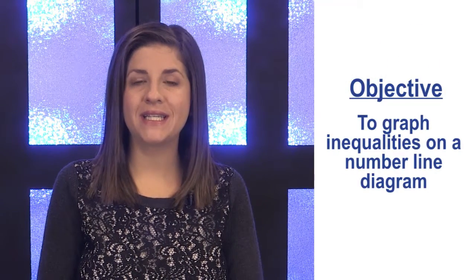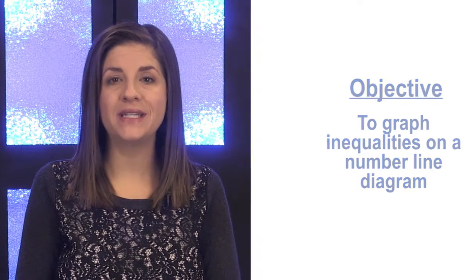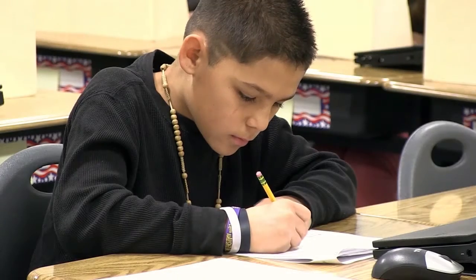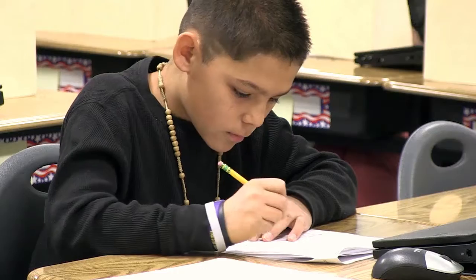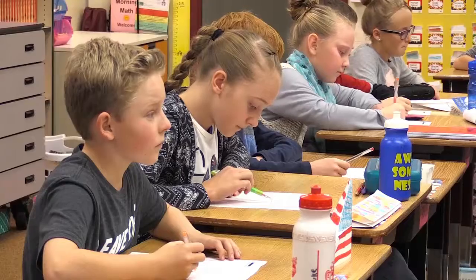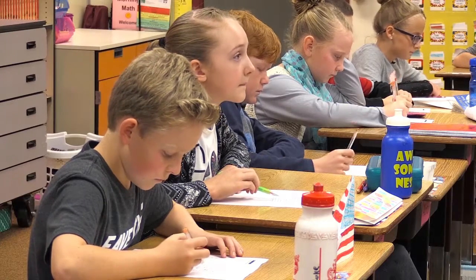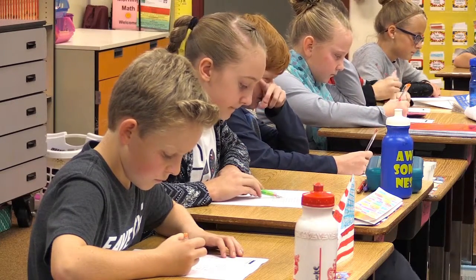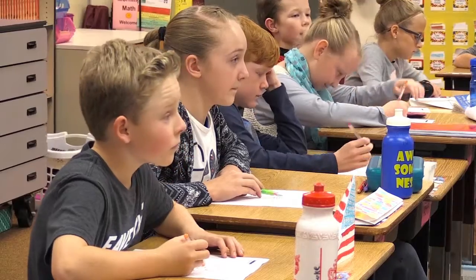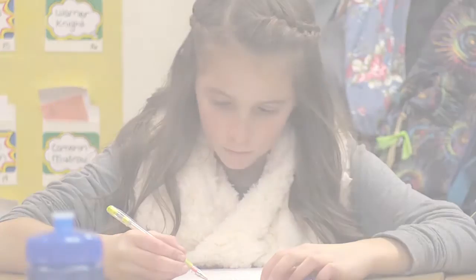The objective of this lesson is to graph inequalities on a number line diagram. In previous lessons, students have learned the definition of an inequality. They have also learned the different inequality symbols and what they mean. They have replaced the variables with different values that would make the inequality true. Today, they will extend their knowledge to visually representing inequalities on a number line.